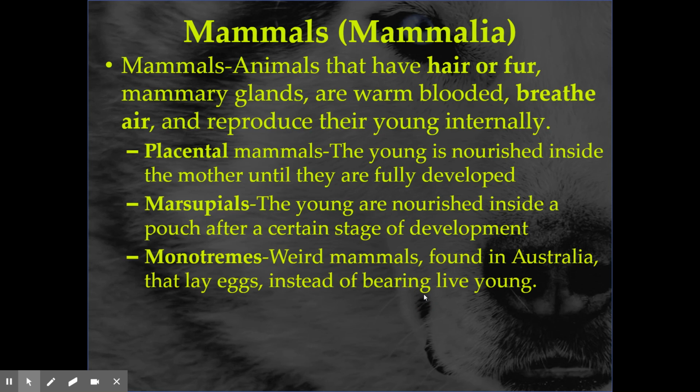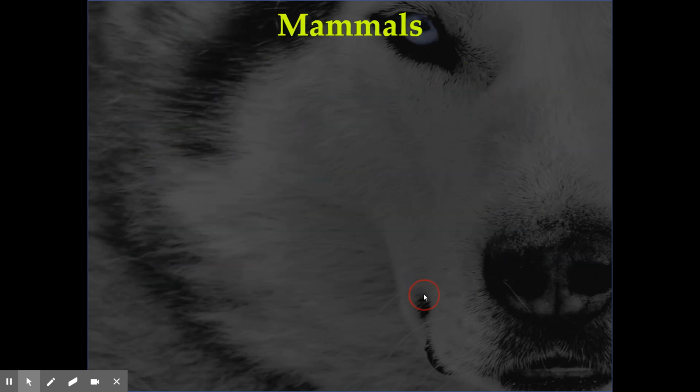Now, monotremes. Monotremes, for all you Phineas and Ferb fans from back in the day, platypus would be a monotreme. Weird mammals found in Australia. They lay eggs instead of bearing live young. This is the only mammal that's going to do that, but it still counts as a mammal. It gives milk, so milk, hair, all that. It just happens to lay eggs, so it's an odd branch of the family tree.